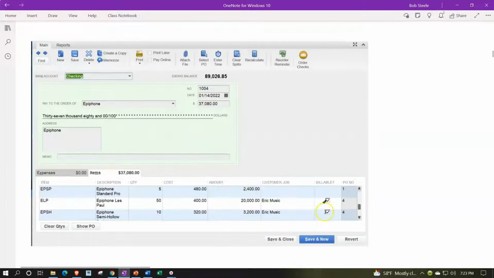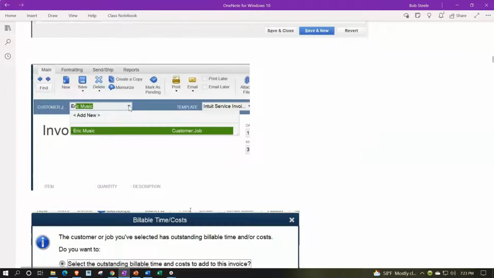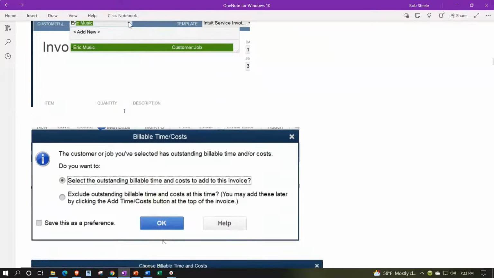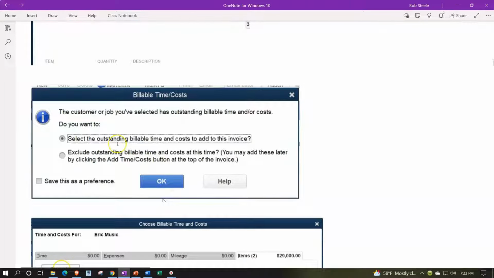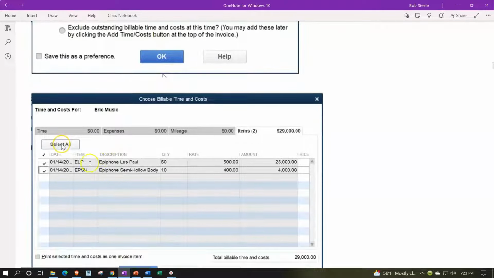You can see the billable items down below because we assigned a customer to it, which will help us to create the invoice now and not just put the amount for the cost, but because we're using items, it will put the actual price for the sales price, not the cost, when we create the invoice. So we're going to make an Eric Music invoice, and because we put that billable item and tracked it through from the purchase order on through, it's going to say, hey, we've got this billable stuff. Do you want to add it to your invoice? We're going to say, yeah, we do.